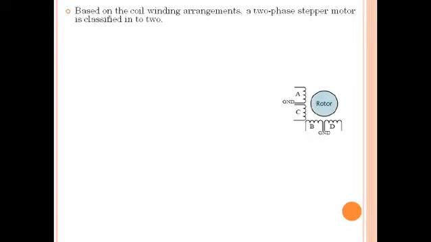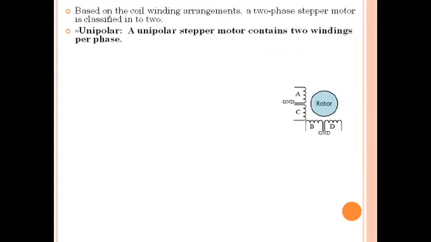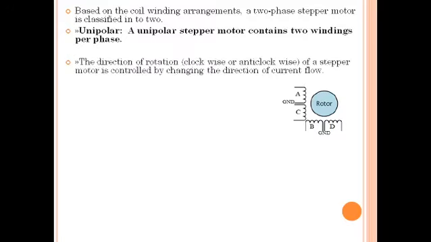Based on the coil winding arrangements, a two-phase stepper motor is classified into two types: unipolar and bipolar. A unipolar stepper motor contains two windings per phase, and the direction of rotation, that is clockwise or anti-clockwise, of a stepper motor is controlled by changing the direction of current flow.